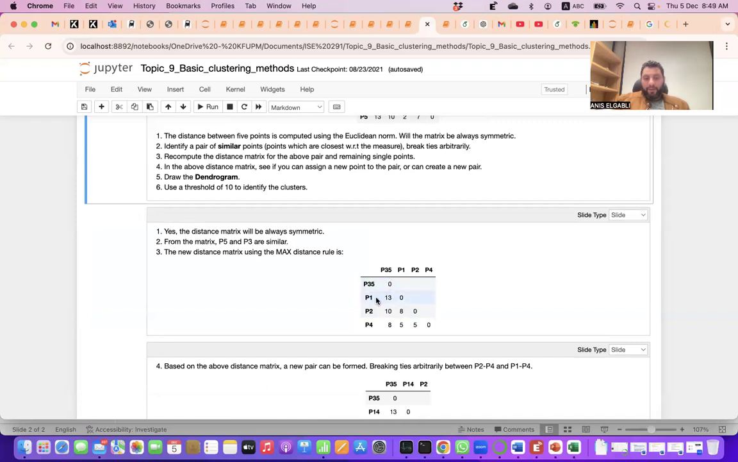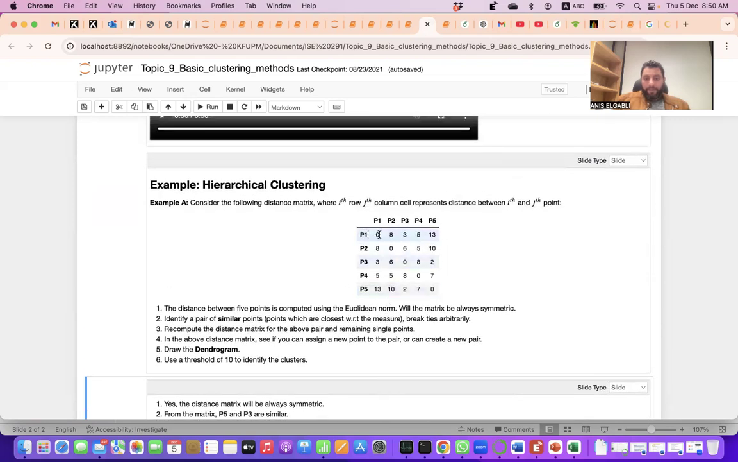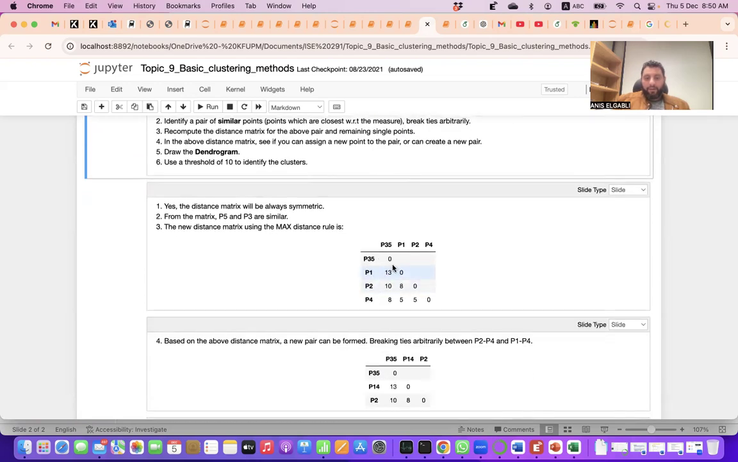Now how do we measure the distance between point 1 and the cluster that is defined by these 2 points, 3 and 5? Here we are using the max, okay? We will measure the distance between point 1 and 3 and point 1 and 5, and take the max of these two, which is equal to 13. If you look here, point 1 to 3 is equal to 3. That's the distance between point 1 and point 3. But the distance between point 1 and point 5 is equal to 13. So the max of these two is equal to 13. That's why the distance between point 1 and this cluster defined by the 2 points 3 and 5 is equal to 13.